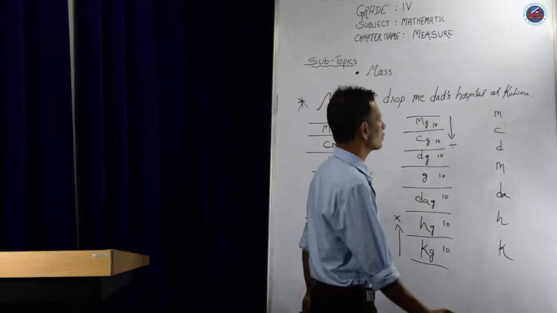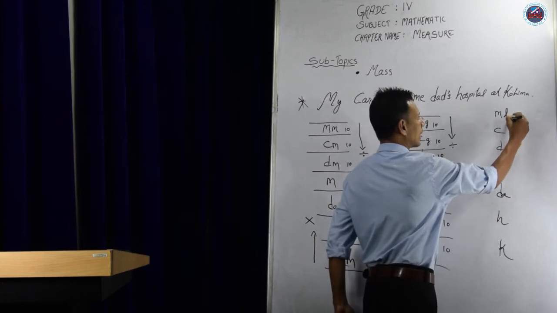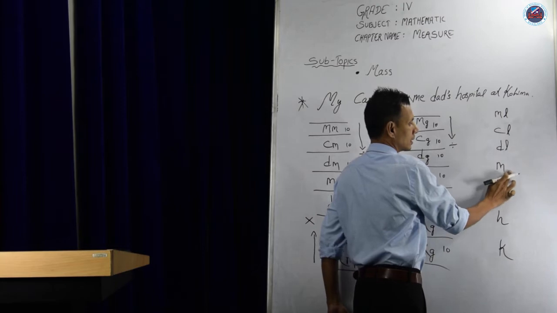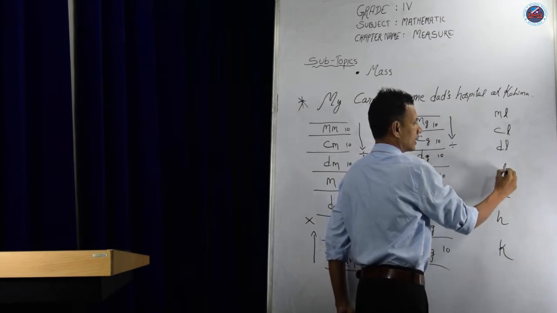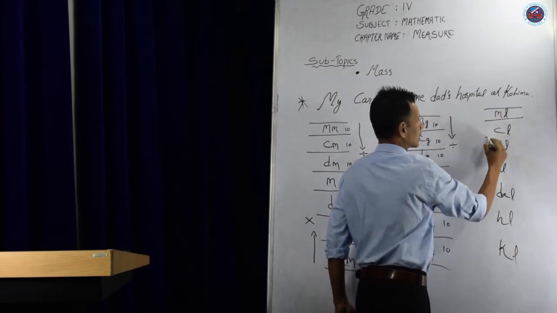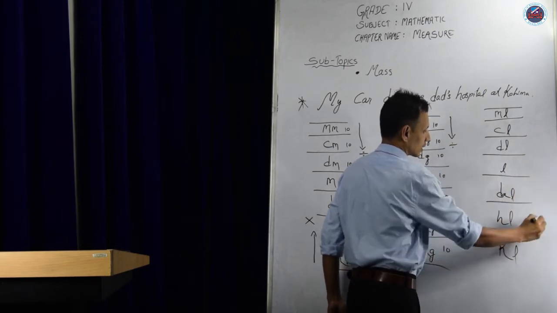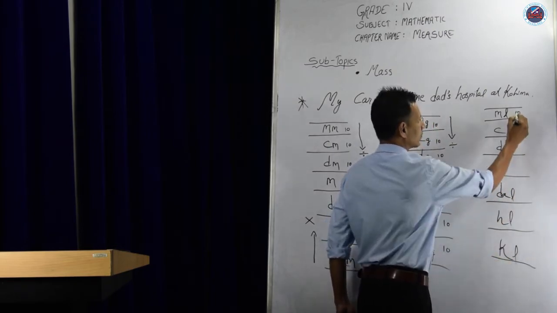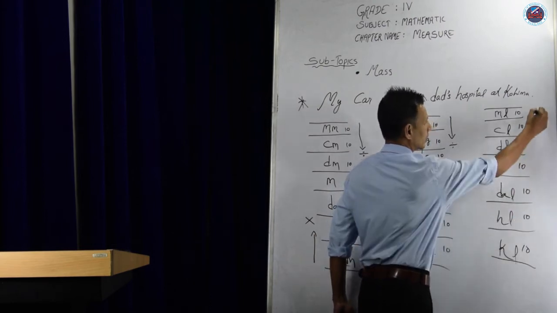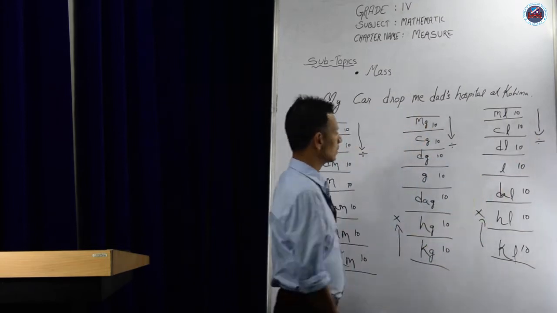Done. Now last, in M place, let us fill up by L. M place L, M place L. Milliliter, centiliter, deciliter, liter, decaliter, hectoliter, kiloliter. Same, 10, 10, 10, 10, 10, 10, 10. When it comes down, you need to divide. When it goes up, you need to multiply.